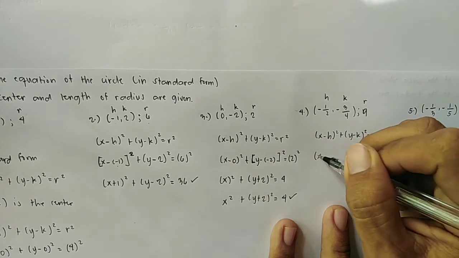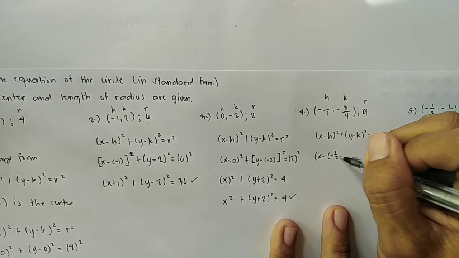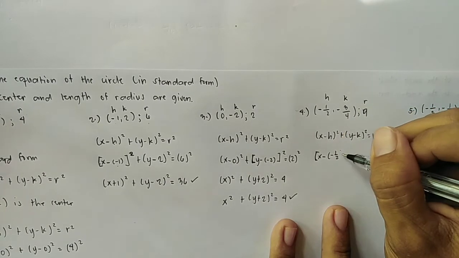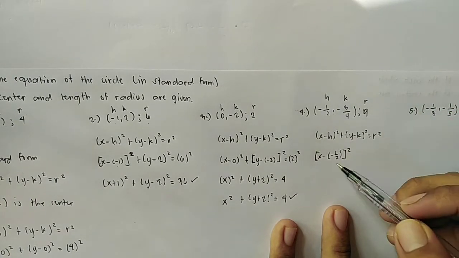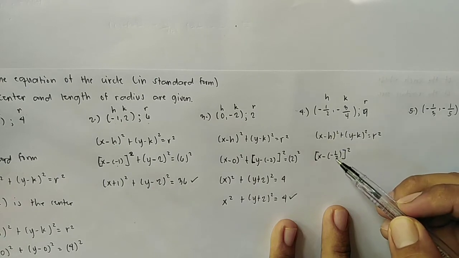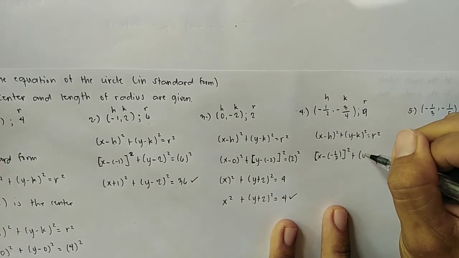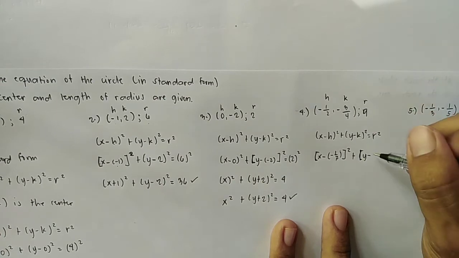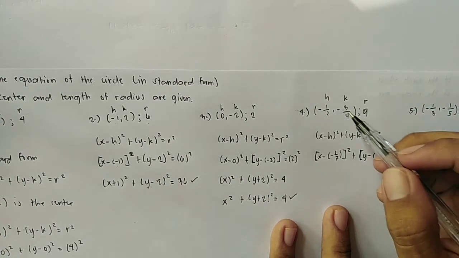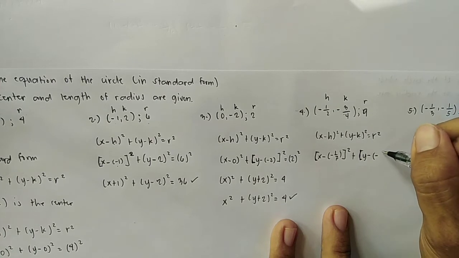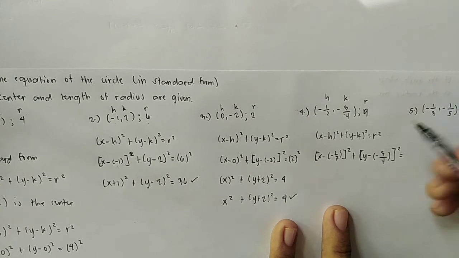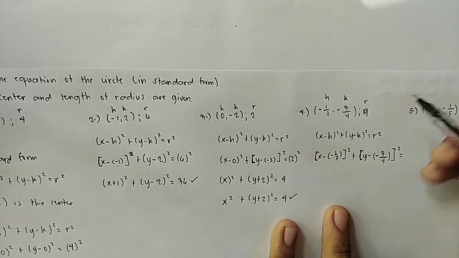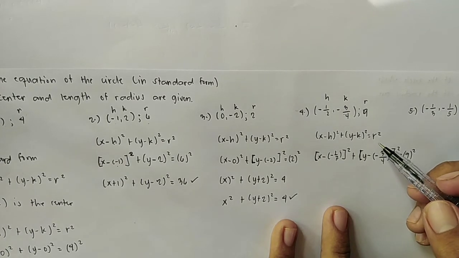So our h is equal to negative 1/2. So just be careful with the sign. Okay, let us use brackets with this one. Then squared. Again, our h is negative 1/2. That is why we replace h with negative 1/2. Then plus y minus, again, let us use brackets. The value of our k is negative 3/4. So replace k with negative 3/4. Then squared is equal to, our radius is 9, so that is 9 squared, following the format of the standard form of the equation of the circle.